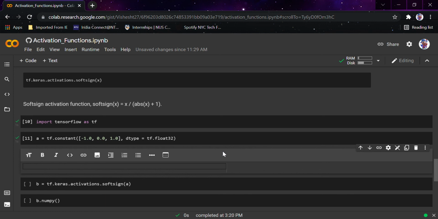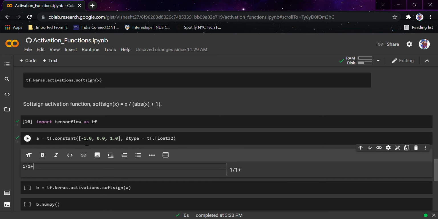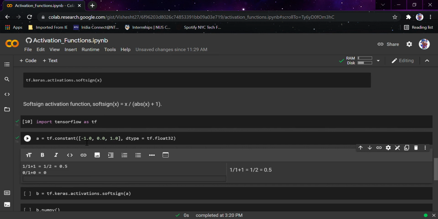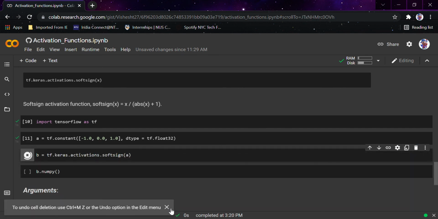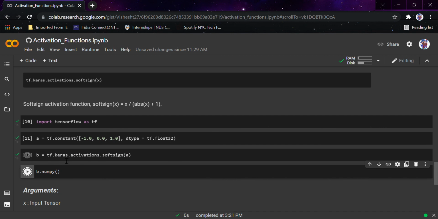So as you can see, it's -1 upon 1 plus abs of -1, so it would obviously become 1 because it's mod of x. It would become -1 by 2, which is equal to -0.5, and the second output would be 0 upon 1 plus 0, which is obviously going to be 0, and the last one is 1 upon 1 plus 1, which is going to be 1 by 2, and it is also going to give us 0.5. So this is going to be our output. So let's see what our output is going to be, and yeah, you can see -0.5, 0 and 0.5. So this is how things are going to work.